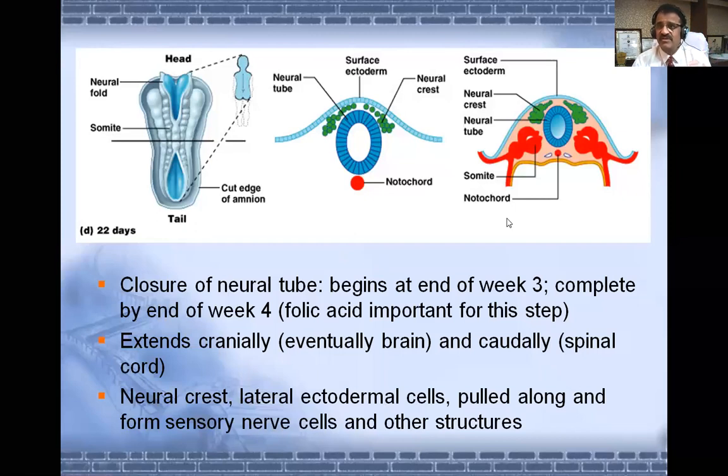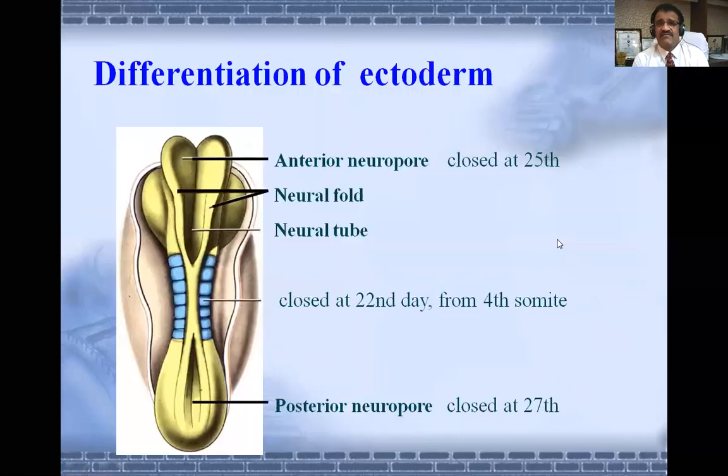Okay, so remember all these words: neurulation, gastrulation, gastrula, neural crest, neural tube, and so on. Now we have an image in front of you for the differentiation of ectoderm. In this picture, you can see the anterior neuropore, posterior neuropore, neural tube, and neural folds. So this is to show you only the differentiation of ectoderm.